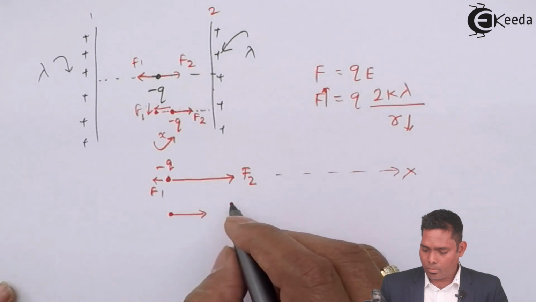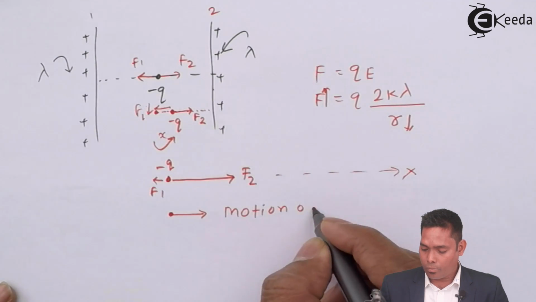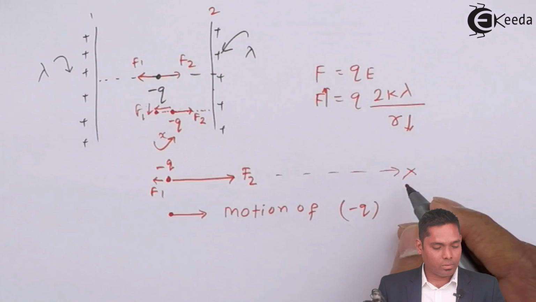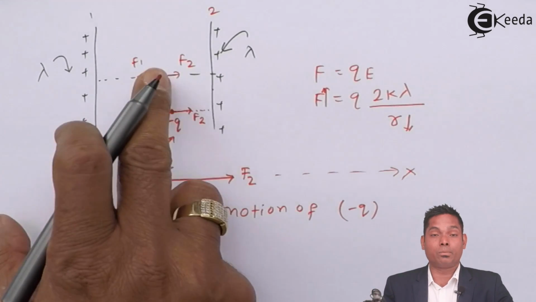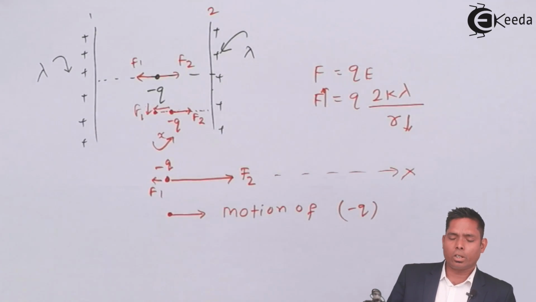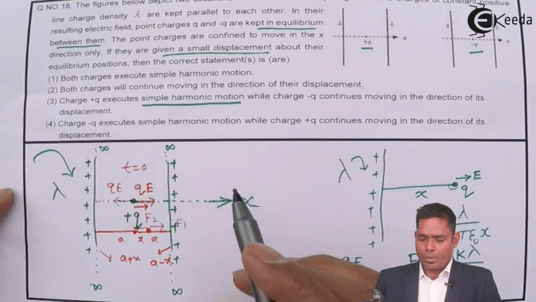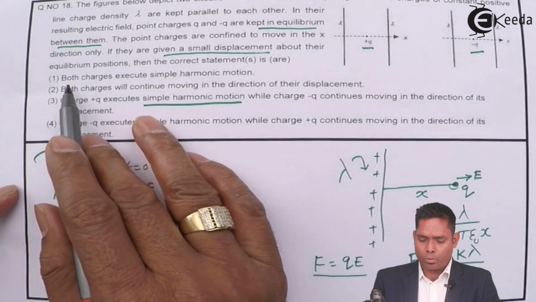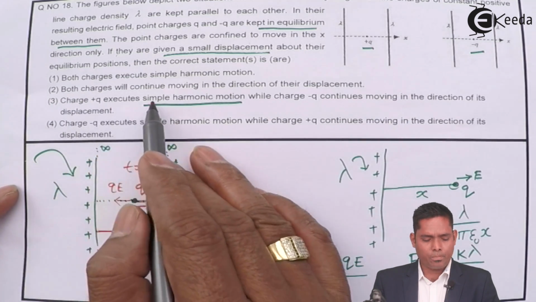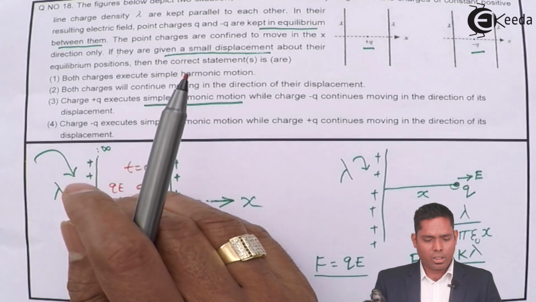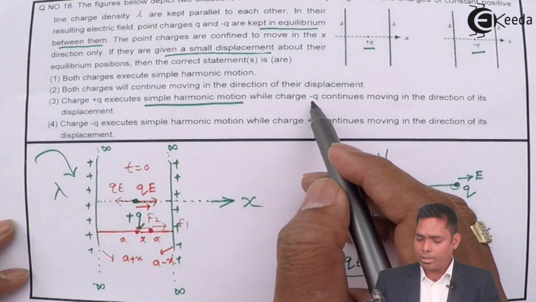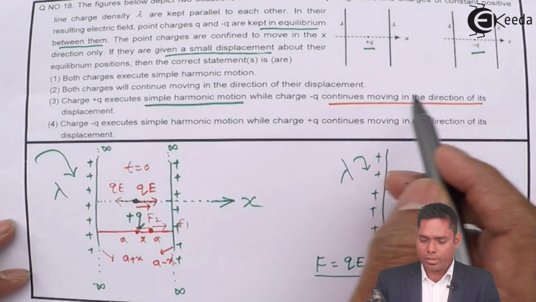This is the motion of minus q. If I would have displaced it towards the left side, it would continue its motion in the direction of displacement. So see option number 3: the charge q will execute SHM, which we found initially, while the charge minus q will continue moving in the direction of its displacement.